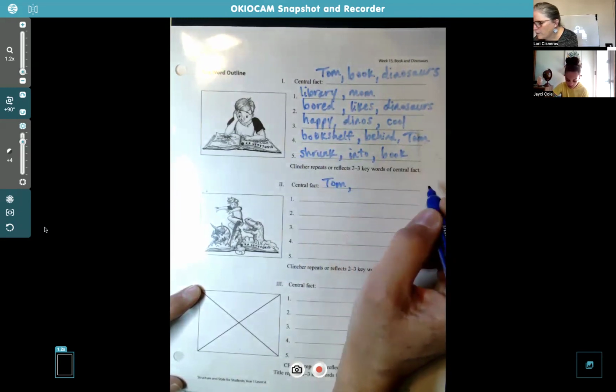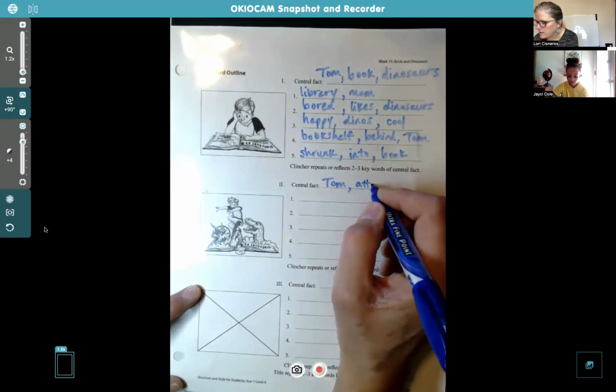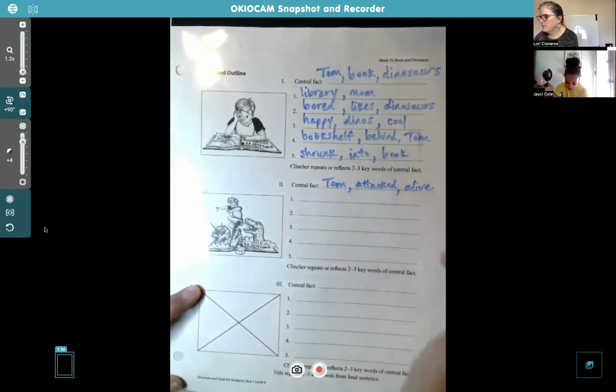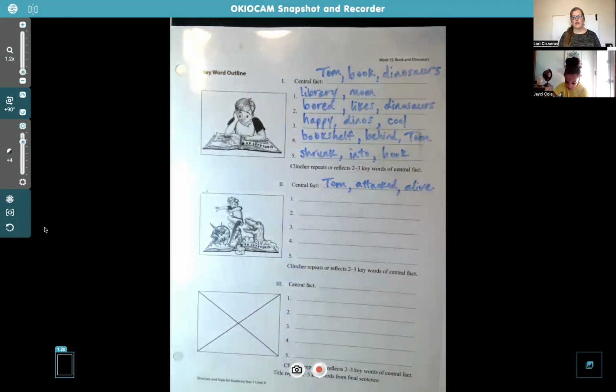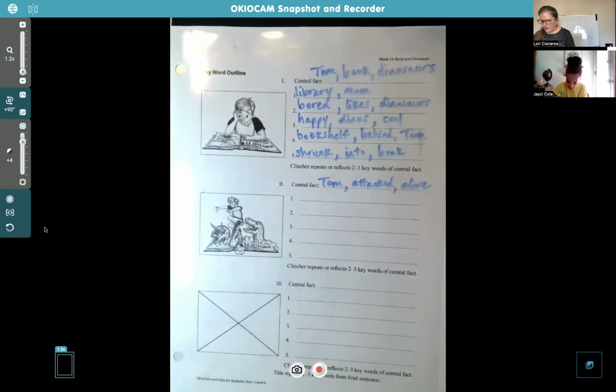Let's see, what other keywords could we put here? Maybe attacked, you said attacked. And then I'll put alive, because the dinosaurs became alive. You can rearrange these words or whatever you need to do. So, okay, let's go with what you thought of. He now is inside the book. So clearly, there's probably more going on in the background.